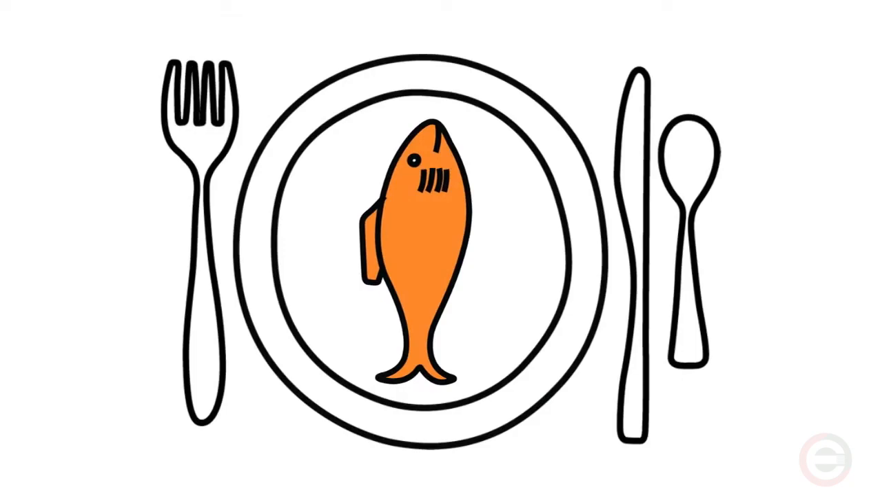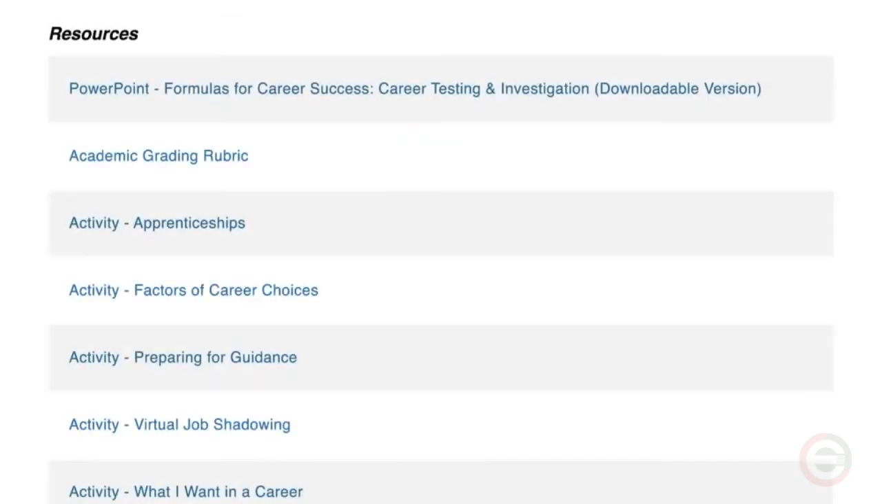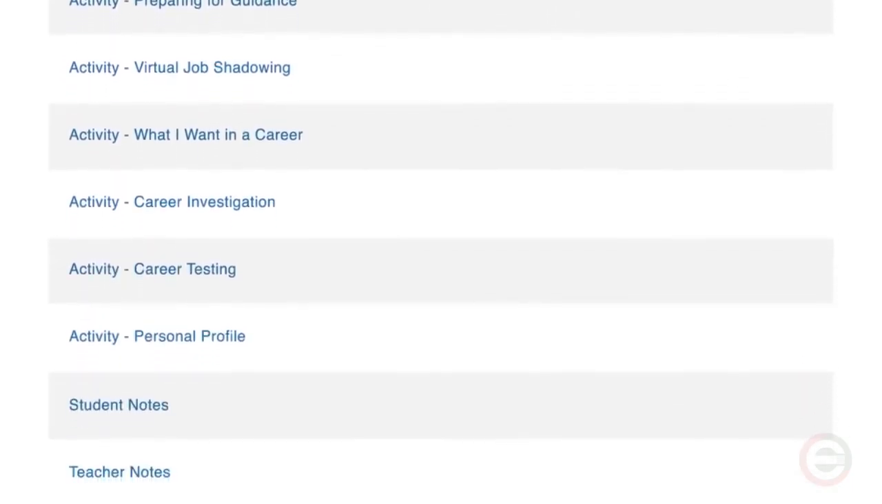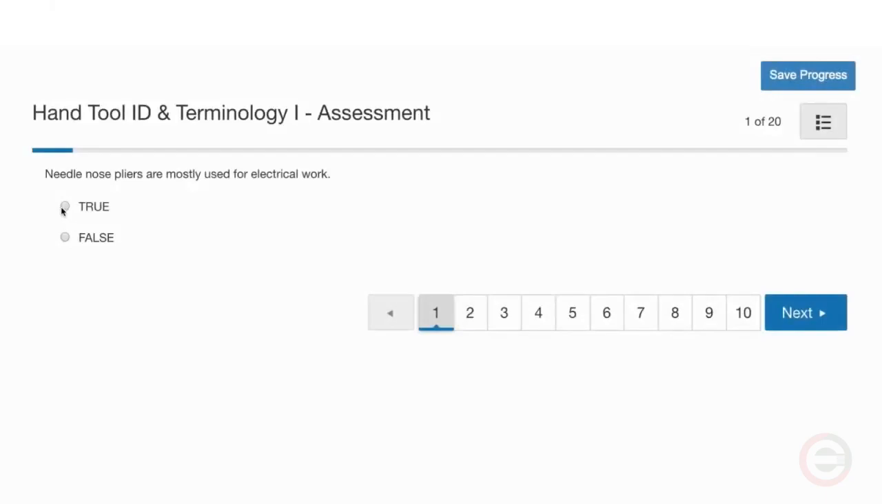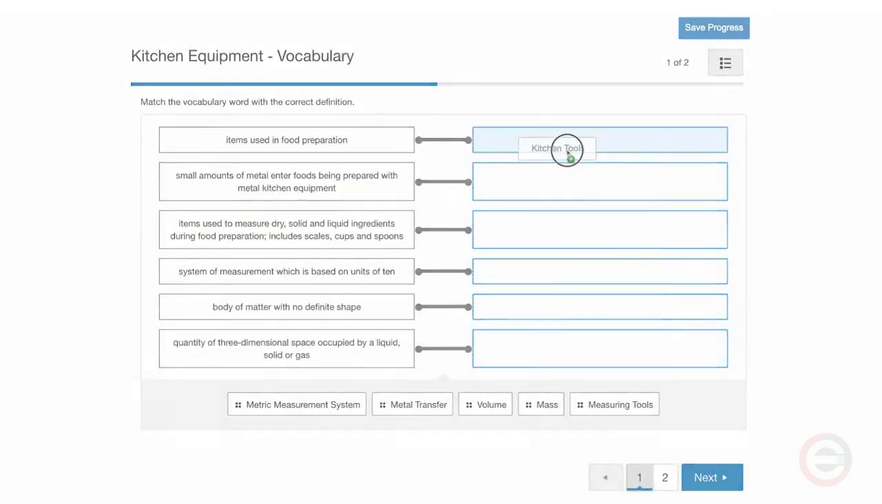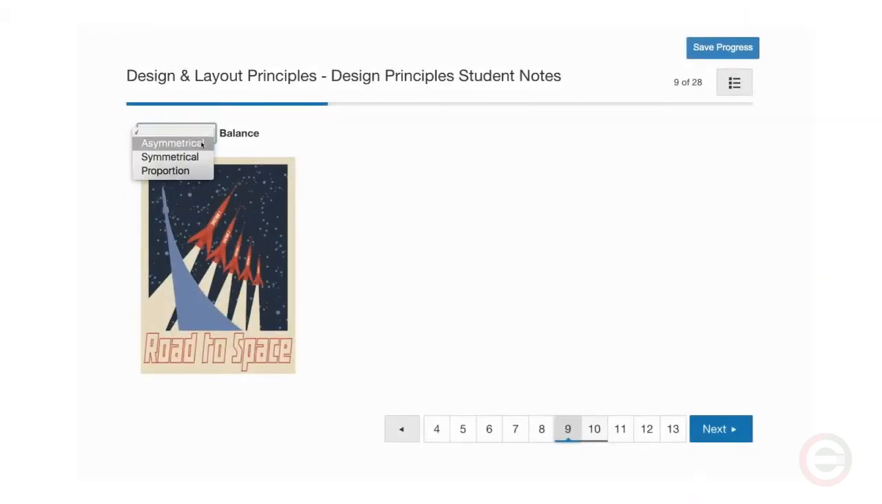Accompanying the main course are the sides. Each ICEV lesson comes with a variety of side options, such as student handouts, vocabulary exercises, and project-based learning activities. These materials are designed to reinforce your students' comprehension of the lesson objectives.